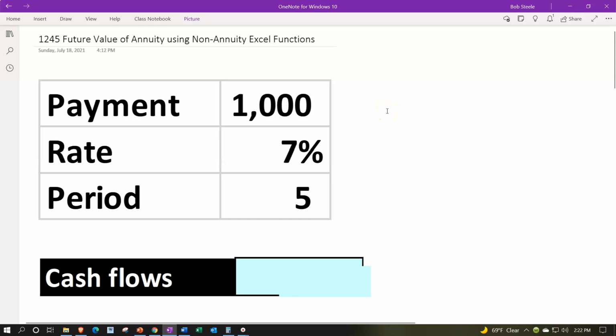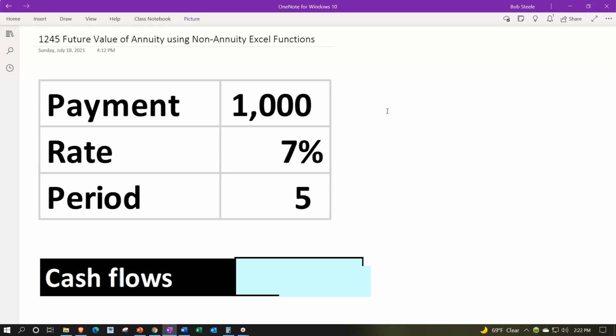However, realize that in Excel, it's a lot easier for us to do that. We can set up a table and do present value or future value calculations on a year-by-year basis, and that could be quite useful if you're looking at more complex situations.